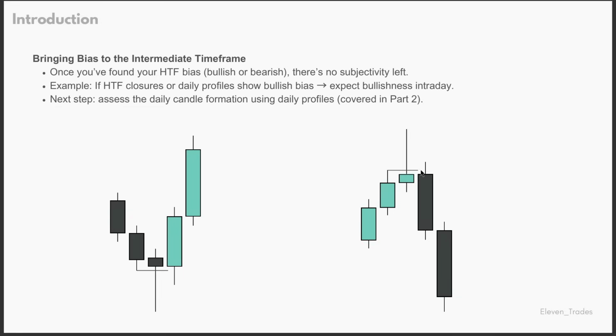The best way to do it is letting the second candle of the swing point print, expecting the third candle to expand lower or expand higher, and then the fourth candle is a continuation. And you can assess the open low high close or open high low close, or the daily profile of the candle, using the candle formation or the daily profiles, which is covered in the second part.